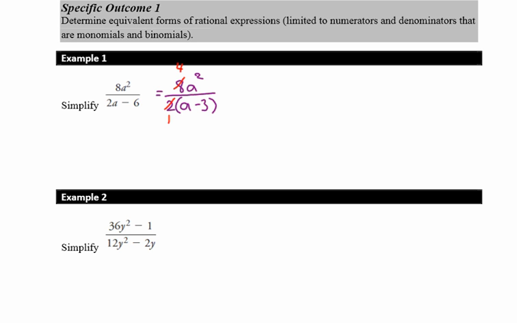Can we reduce these a's? No, right? This a minus 3 is attached. It has to only reduce with identical a minus 3. Can't reduce it. So an equivalent form would be 4a squared over a minus 3. Now, we also covered something else. If it was like 4a squared minus 9, that would be a difference of squares. Okay? It's a perfect square.